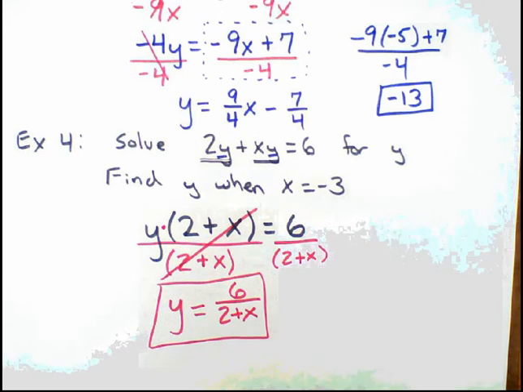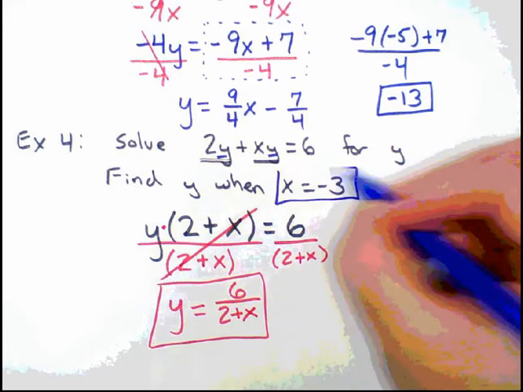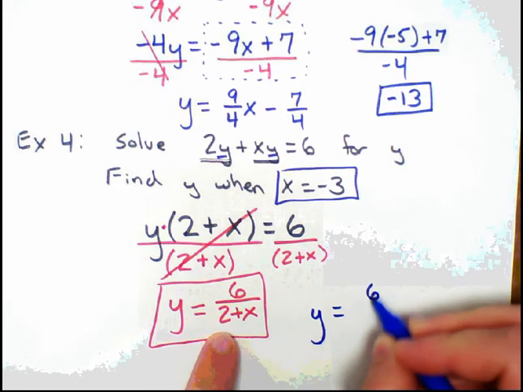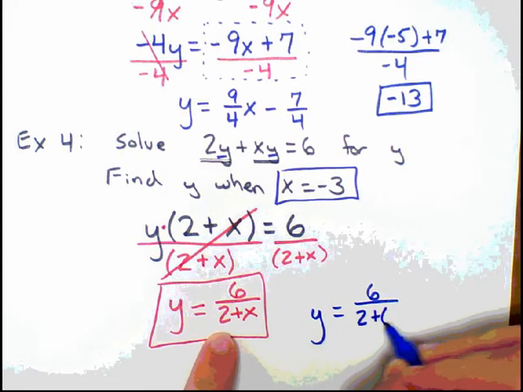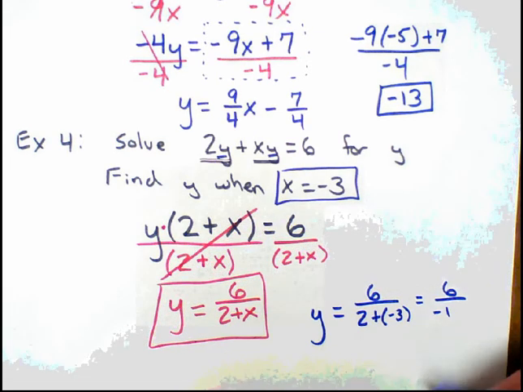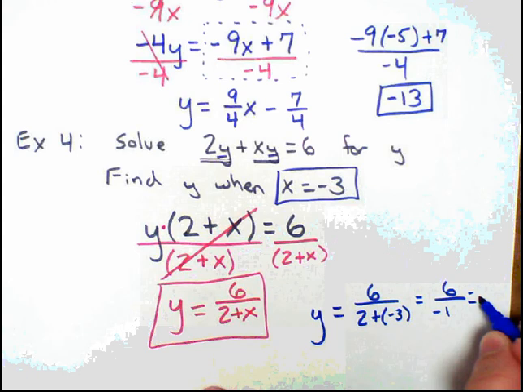And then, of course, they want you to find y when x is negative 3. So now plug in negative 3. And you get 6 over negative 1. 2 plus negative 3 is negative 1, so 6 divided by negative 1 is negative 6.